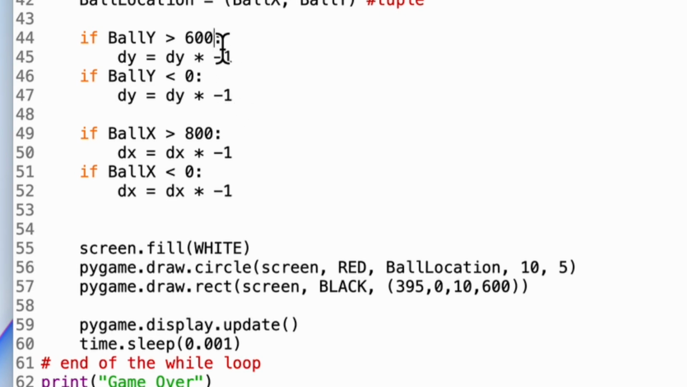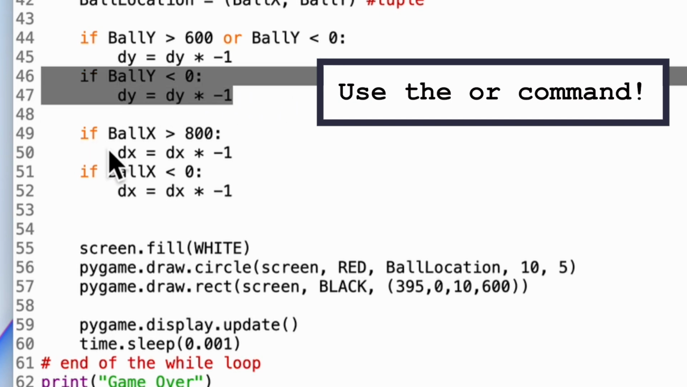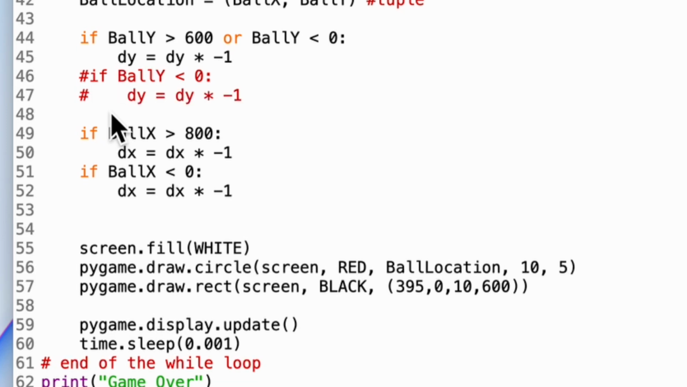I'm going to put if the ball y is greater than 600 or ball y is less than 0, then we're going to do that. And now I can actually get rid of line 46 and 47. I'm just going to comment them out because I want to leave them there so you remember that we were looking at all 4 different cases.